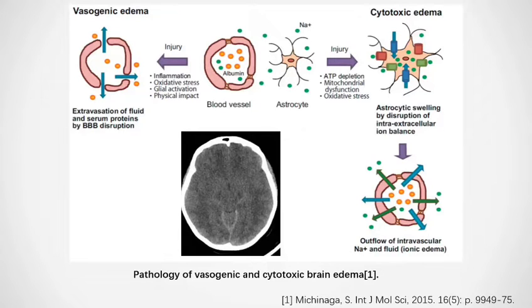As this picture shows, there are generally two forms of brain edema, vasogenic and cytotoxic. In vasogenic edema, the blood-brain barrier is disrupted. In cytotoxic edema, fluid will accumulate in the cell. In the bottom right is a CT scan of brain edema. It is usually difficult to distinguish between vasogenic and cytotoxic edema, and most clinical situations involve a combination of the two.